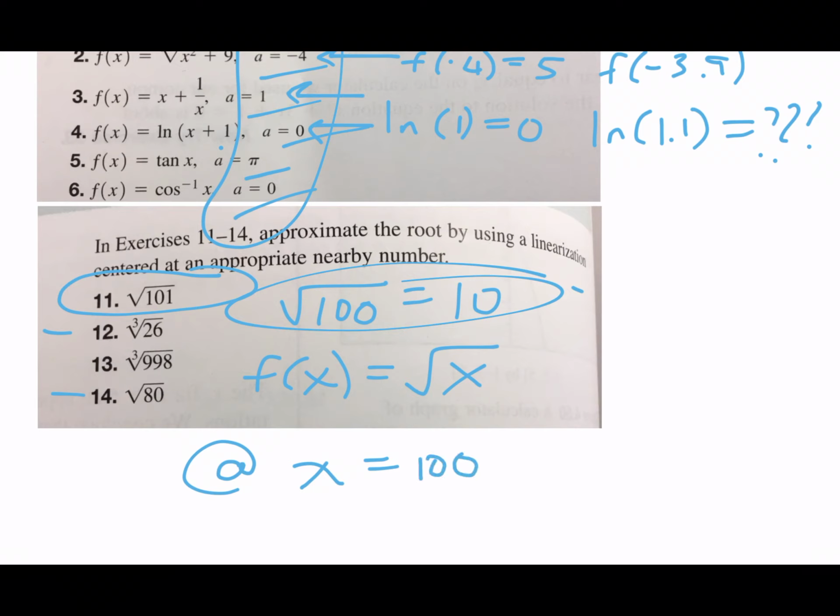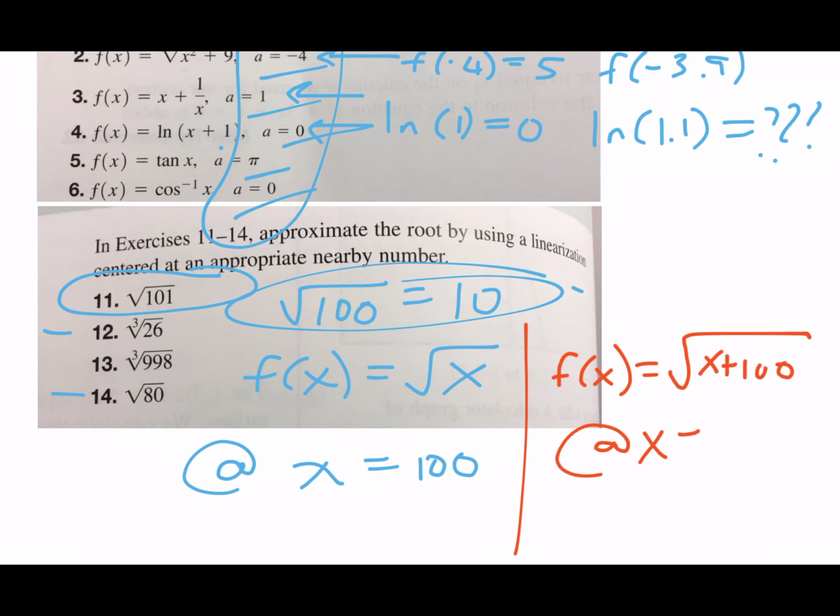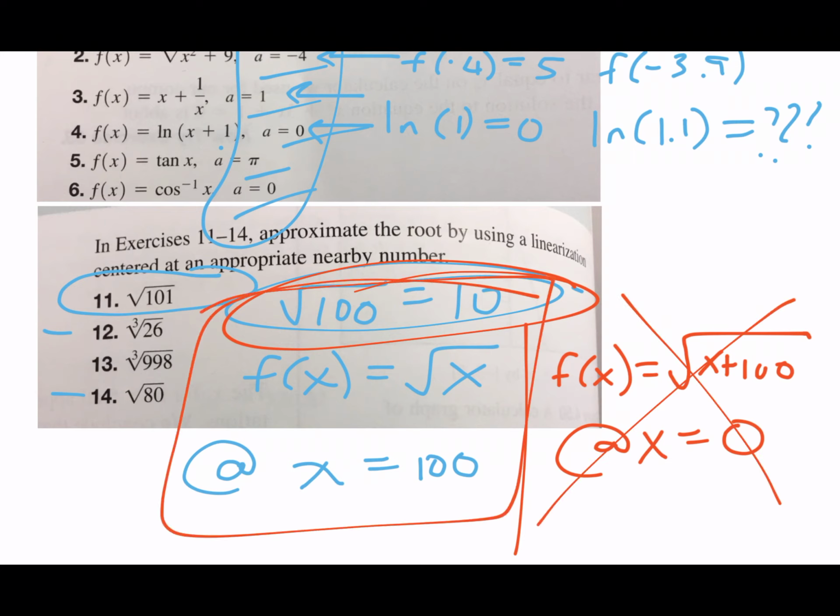Now, I'm not locked into this. I can probably write infinitely many different functions. I could do the square root of x plus 100 and make that my function. Where would I find its point of tangency then? Well, again, I have to relate it to something that's an easy number to evaluate that's close to the number that I want. I want the square root of 101. Square root of 100 is nice, so I could do this second equation at x equals 0. There's a bunch of different ways that you could write this. I would stick to simple, which is not this, it's this. So think about that as we move through.